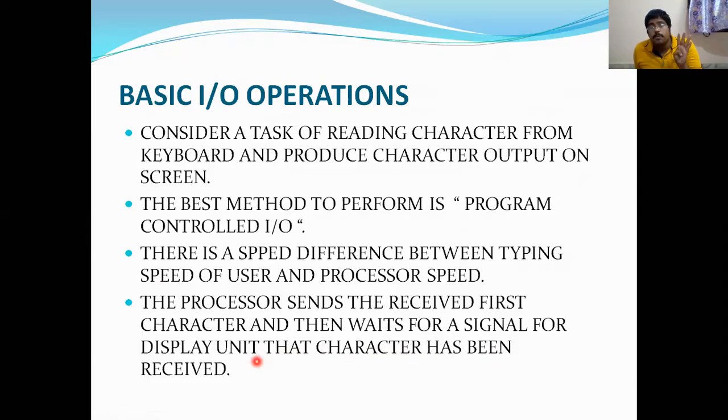Then the processor will transfer the data to the output device. That particular K has to be displayed on the screen. Whenever this K is displayed by the output unit, the output unit will send an acknowledgement signal to the processor, saying that whatever K you have transferred, I have printed it on the monitor.